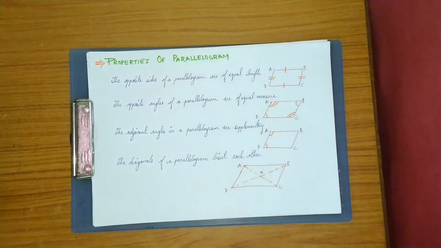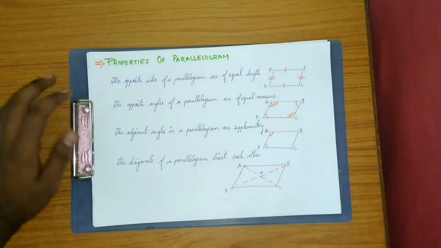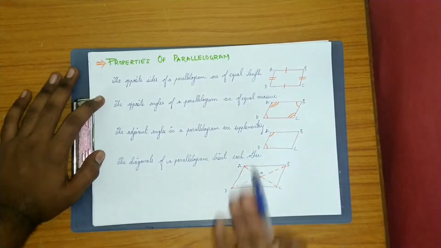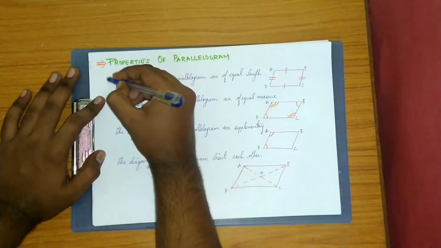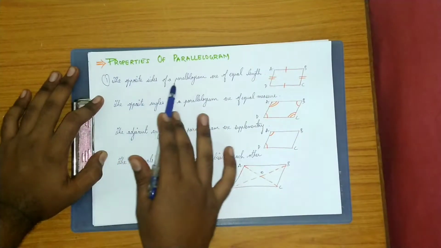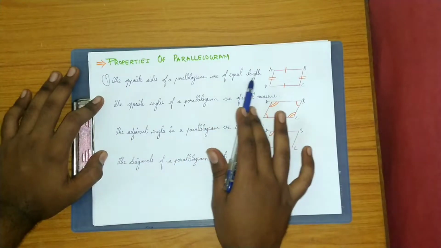Guys, in this video we are going to discuss the properties of a parallelogram. The name itself says it: parallelogram, parallel lines. So first we'll consider the first property, that is, the opposite sides of a parallelogram are of equal length.